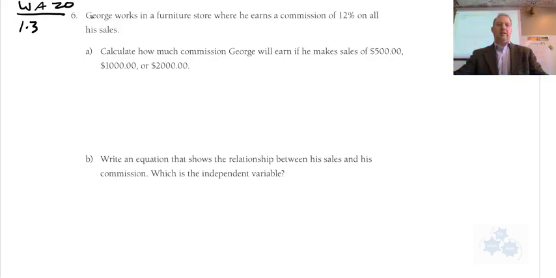Okay, so number 6 in 1.3 here, build your skills question. It says George works in a furniture store where he earns a commission of 12% on all his sales. So a commission, you guys, maybe, how many of you work in retail and make commission?